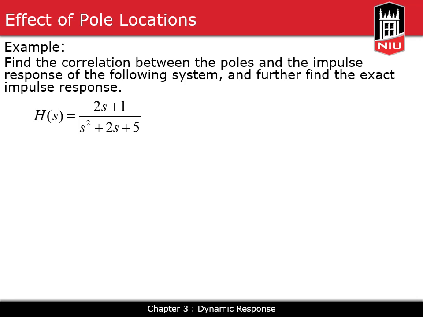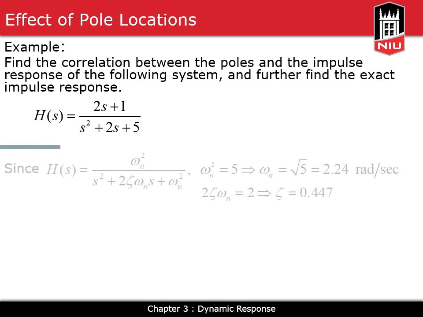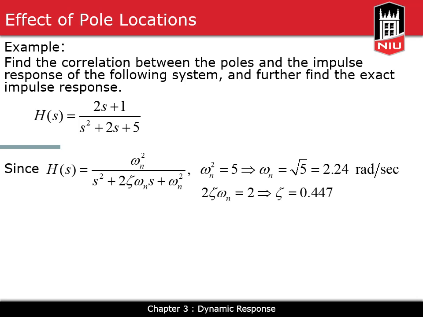An example: find the correlation between the poles and the impulse response of the system with this transfer function given. You can see that the denominator is a second order denominator. If we want to compare this with the standard second order transfer function, we don't have to worry about the numerator as much. Just compare the denominator of this with the denominator of the standard second order transfer function, written down here.